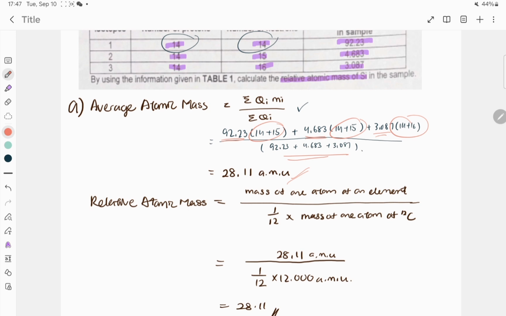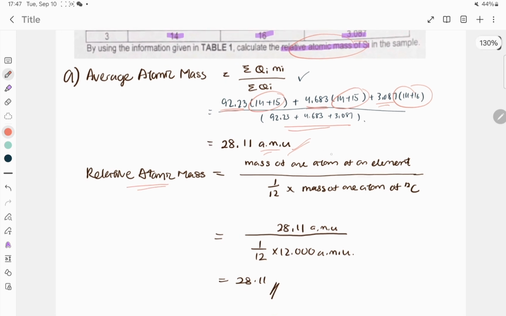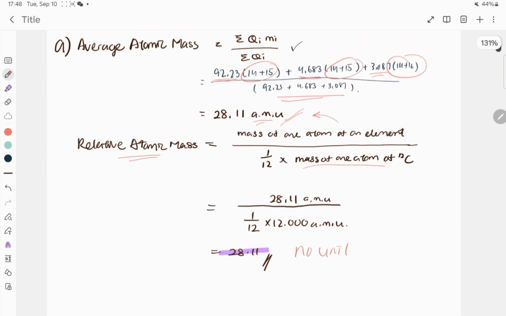But this is not the final answer, because this is just the average atomic mass that we get, and it has a unit, but what we want is the relative atomic mass. So we need to use our mass of one atom, coming from here, and divide it by 1/12 times the mass of one atom of carbon-12. We will get an answer of 28.11, with no unit. That will be our answer.